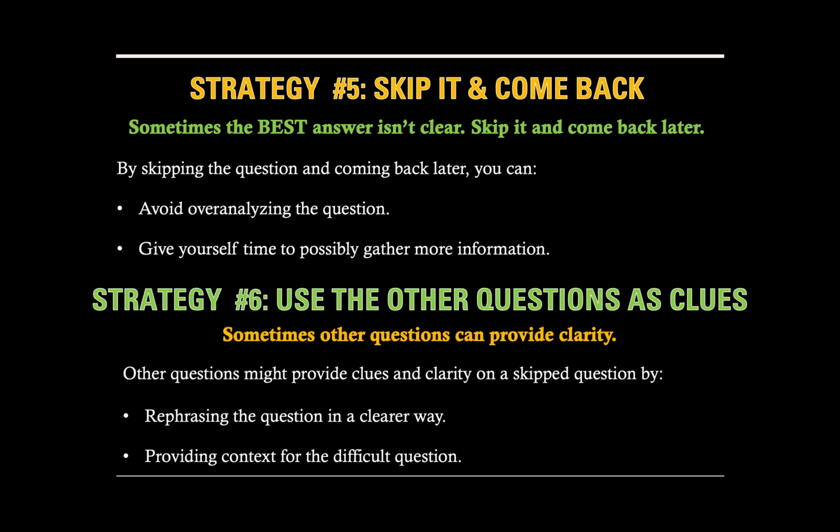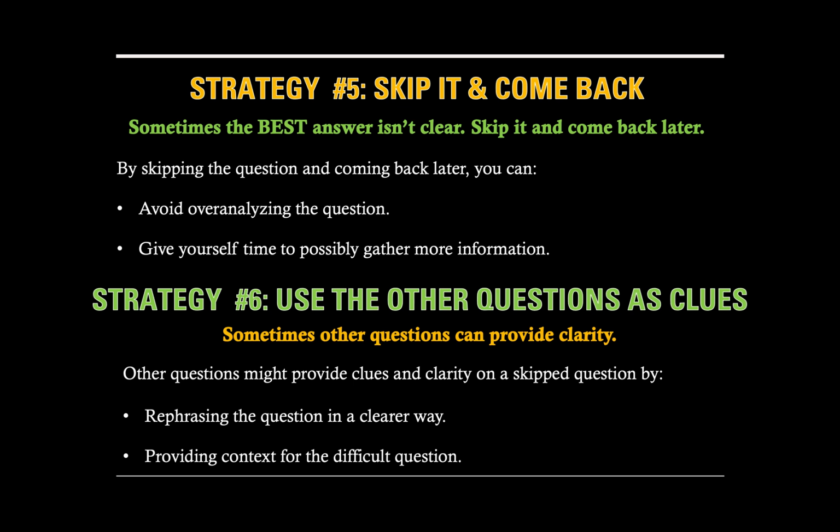Strategy number 5 is kind of self-explanatory. Skip it and come back. Sometimes the best answer isn't clear, so you're going to skip it and come back. Why? Because a lot of times what happens is if you're struggling with a question and you're like, I just don't know what the best option is. There's 2 of these. They both sound great.